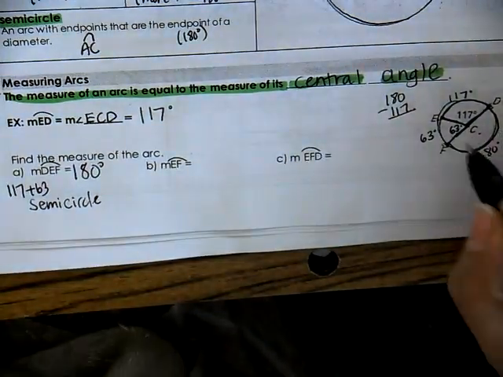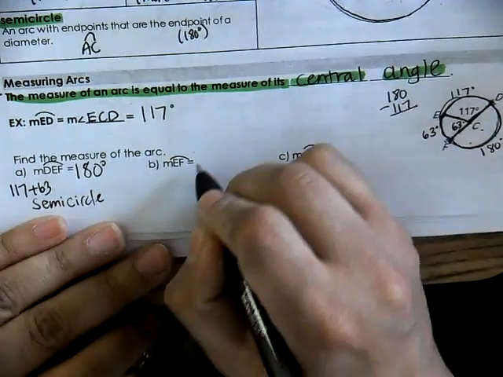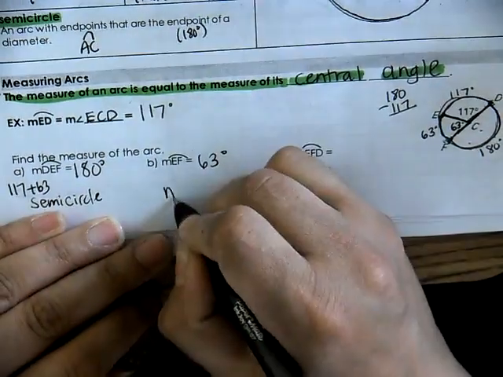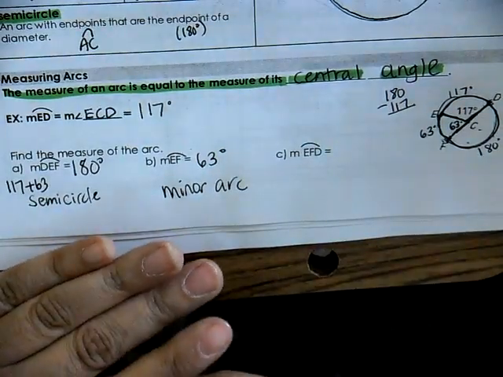Okay, so the next one just says E to F. That's from here to here. Just that little portion is 63 degrees. And that means it's a minor arc because it's less than 180.